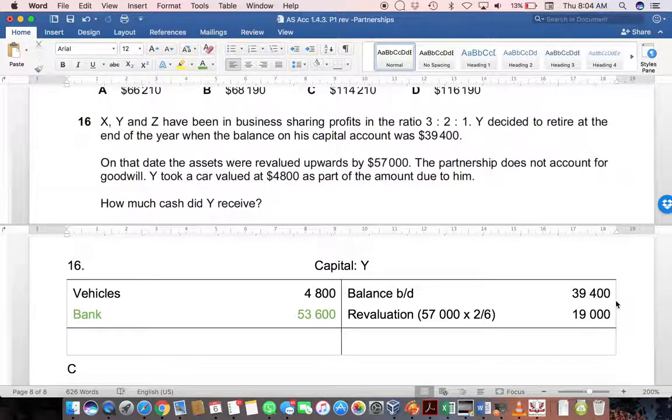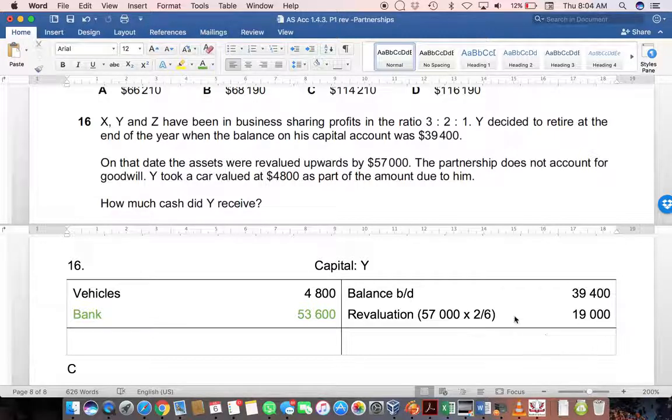Well, obviously you will start with the credit balance in his capital account of 39,400 and you will need to add the revaluation of 57,000, but obviously that 57,000 isn't all due to Y. So you will need to just take his share, and for that I'm using the 2 out of the whole 6th. By all means, you can put it in as a third if you prefer. I like to keep it as these numbers because then it's less confusing. So you work it out and he should be attributed with 19,000 of that revaluation.